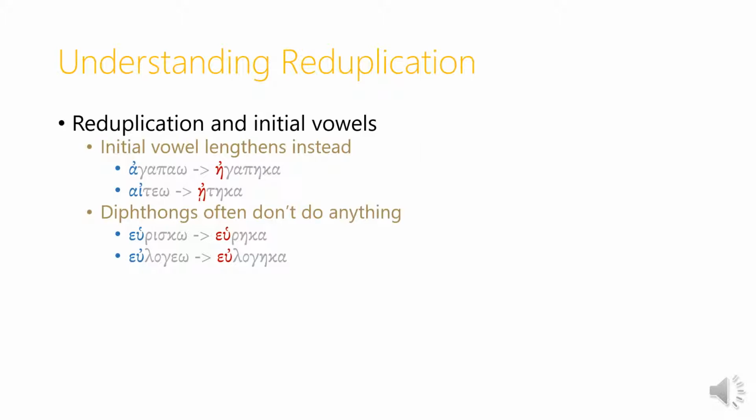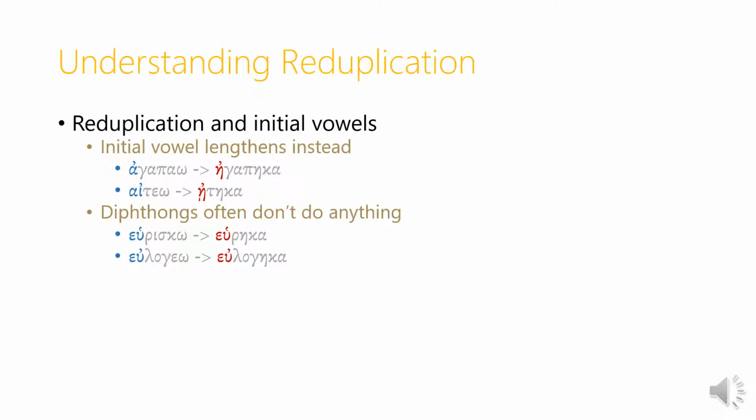Similarly with aiteo, we lengthen the initial alpha to an eta, and in this case, the iota of the diphthong slips under as an iota subscript, and we move from aiteo in the present to eiteka with an iota subscript in the perfect. An initial diphthong, on the other hand, will often not do anything.